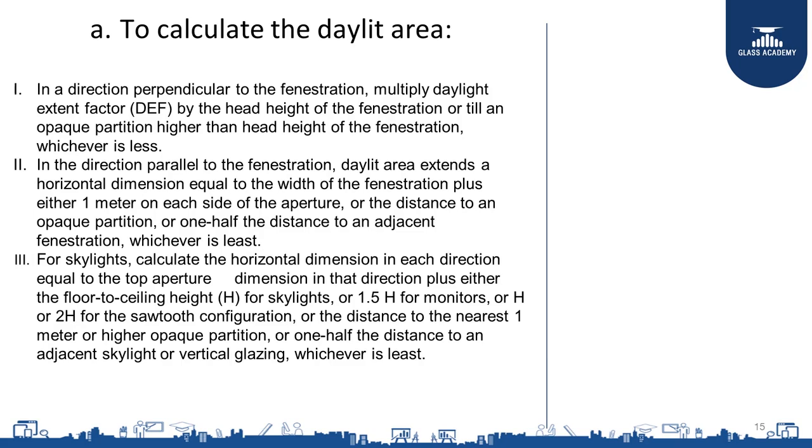For skylights, calculate the horizontal dimension in each direction equal to the top aperture dimension in that direction plus either the floor to ceiling height of the skylight, or 1.5 times h for monitors, or h or 2h for sawtooth configuration, or the distance to the nearest 1 meter or higher opaque partition, or 1/2 the distance to an adjacent skylight or vertical glazing, whichever is the least.